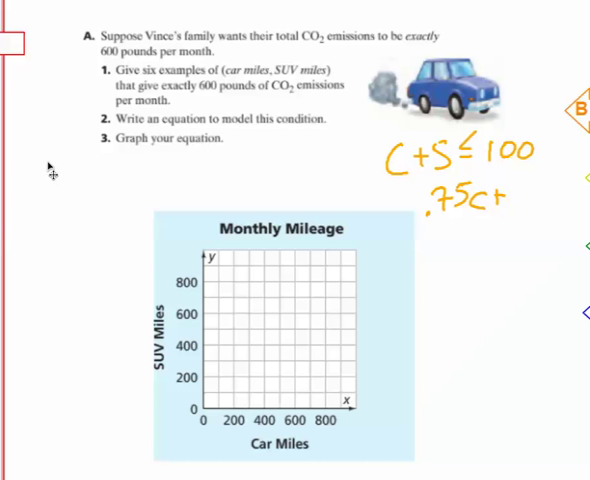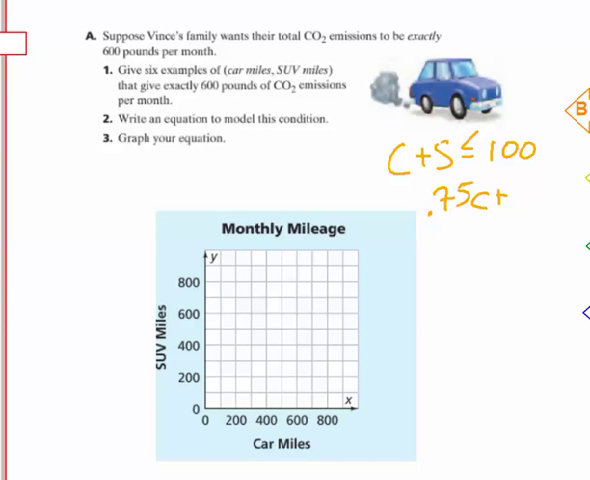Okay. So, the SUV produces 1.25 pounds of CO2 per mile.